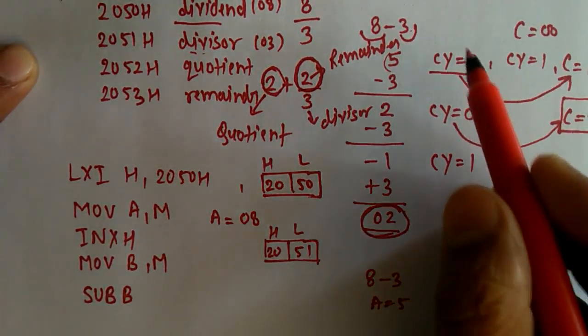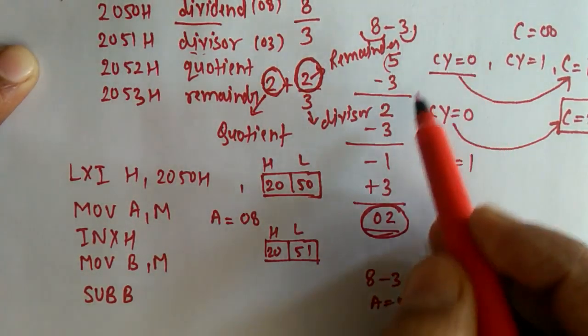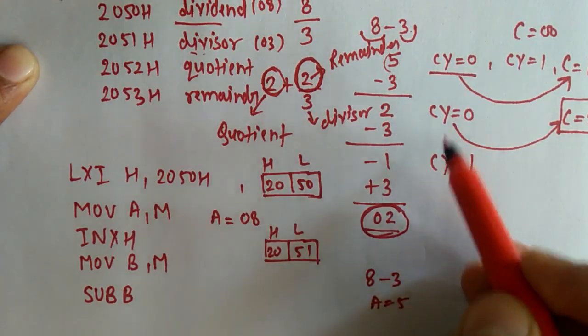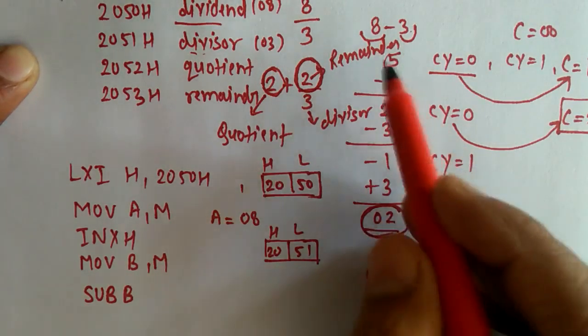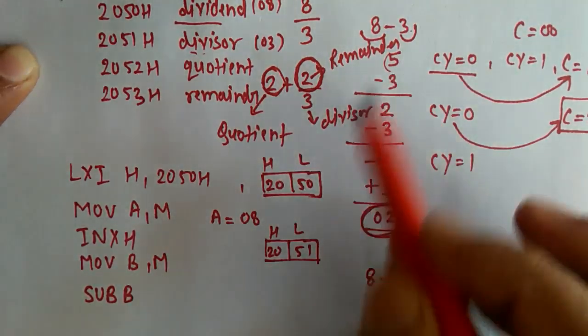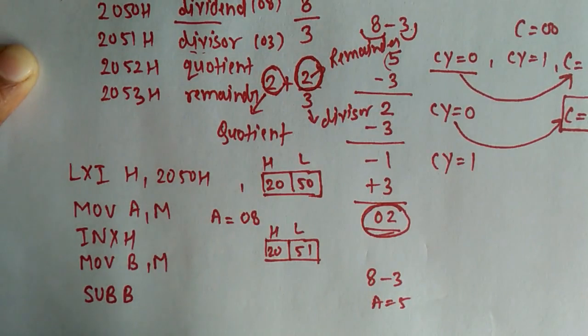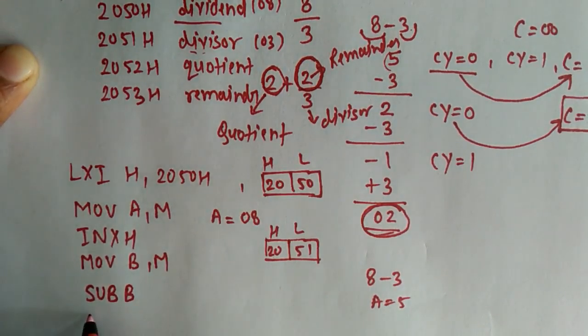And then, as I said, we will be checking for carry, and in this case when we are getting carry equal to 0, then we are again subtracting the divisor from the remainder in the accumulator. That means for carry equal to 0, we have to again subtract the value. So we will be using instruction JNC here. So JNC, and we will be going to repeat the subtraction.